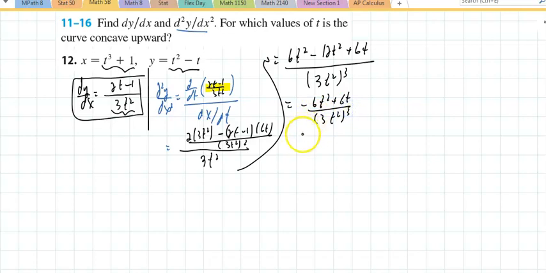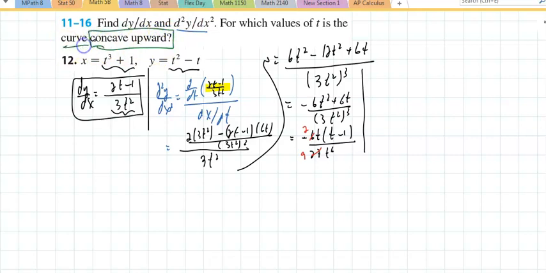I know that simplifies a bit. I could factor a negative 6t out of the top. That would be t minus 1. And in the denominator, that's 27t to the 6. I know this reduces by 3. And there it is.